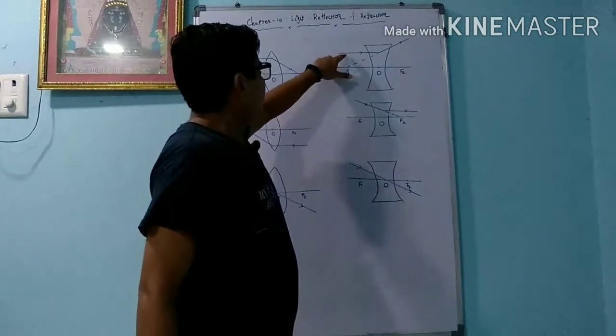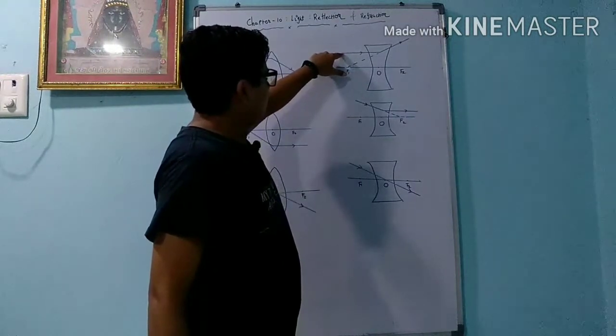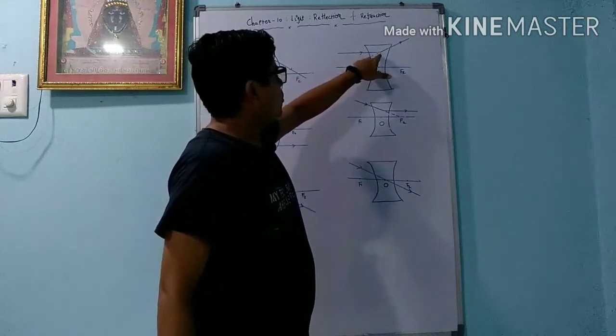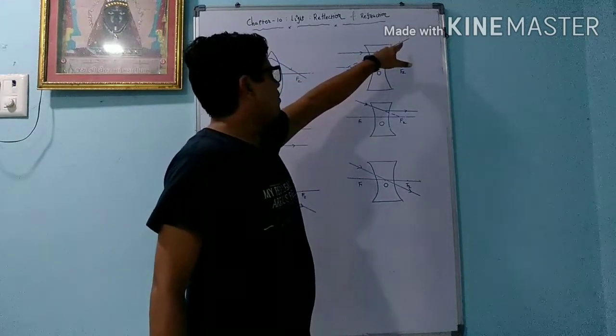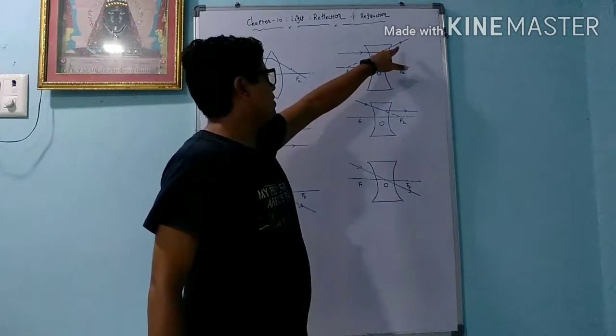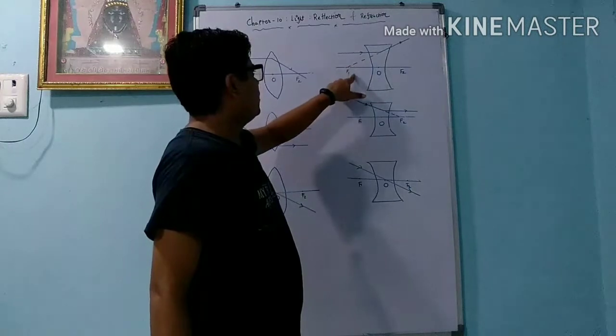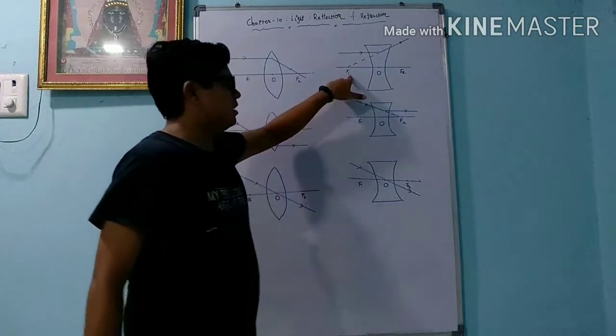Same way, if the rays are passed through the concave lens, because of the refraction all the rays go in different directions because they are divergent rays. So here we get the image by extending the lines. Here we get a virtual and erect image.